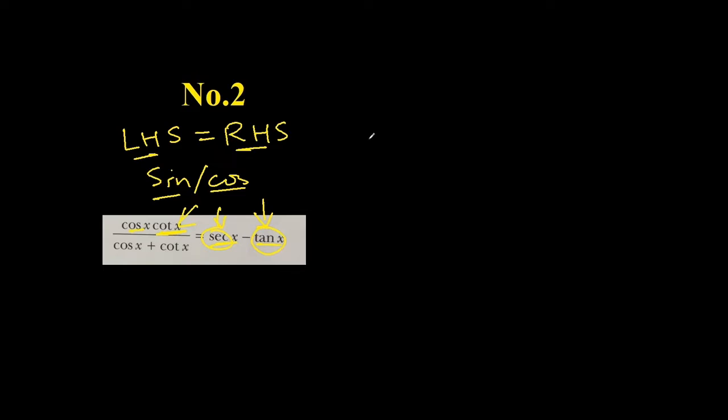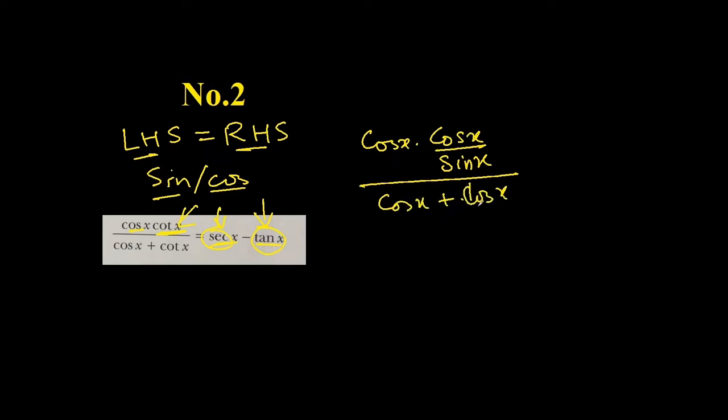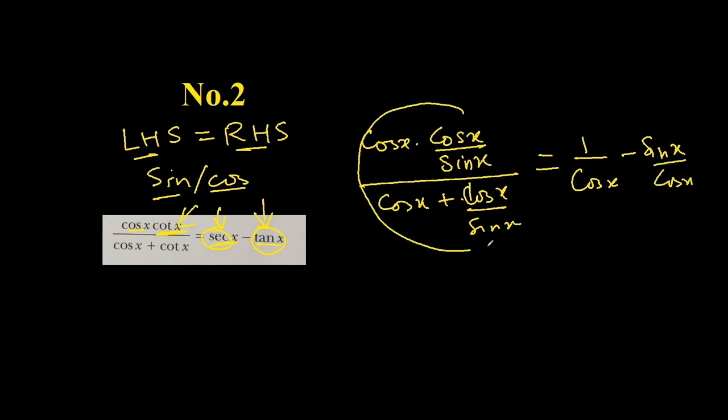I will do this. Cos x over sine x, that is cot x. Next, cos x plus 1 cos x over sine x. And I need to prove it is equal to 1 over cos x minus sine x over cos x. But definitely this one will be simplified to this somehow, definitely.